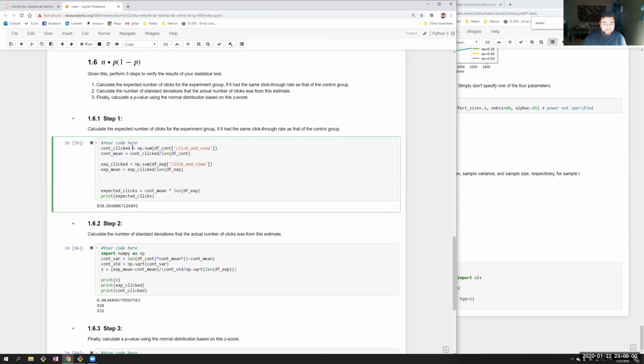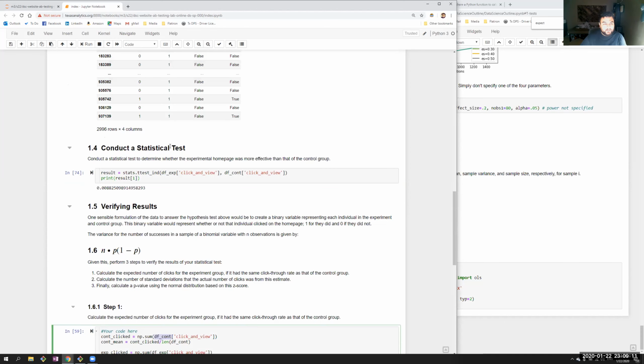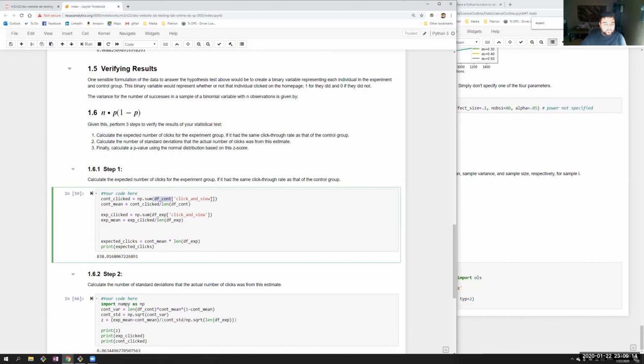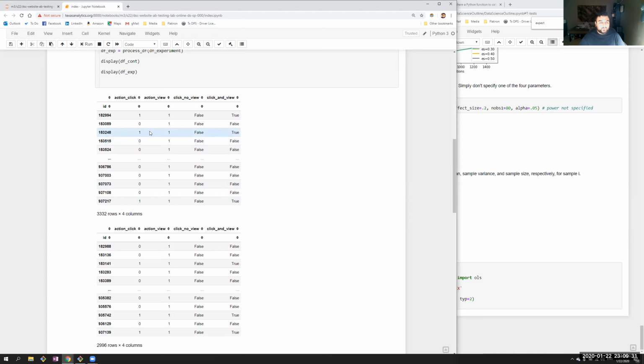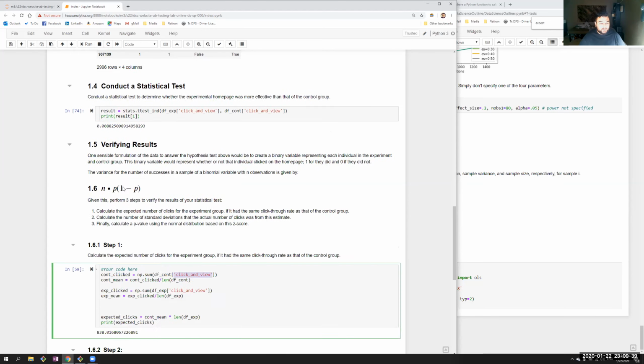Okay, so here's what I do. First, I'm just going to sum up the number of times the control group clicked, which is the sum of the data frame control column for click and view. Since that's a Boolean, each time it finds a True it counts as 1. So this sums all the times they viewed and clicked. In theory, since there was no instance where they clicked without viewing, you could just sum every click and get the same number, but just to be safe, we did it that way.